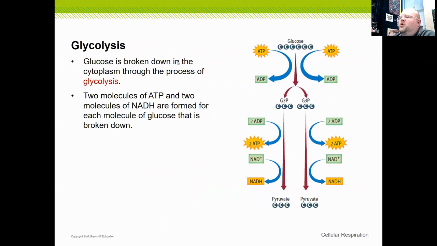Glycolysis is when glucose is broken down in the cytoplasm through the process of, again, glycolysis. 2 molecules of ATP and 2 molecules of NADH are formed for each molecule of glucose broken down. So you get 2 of each of those every time you break down a glucose.